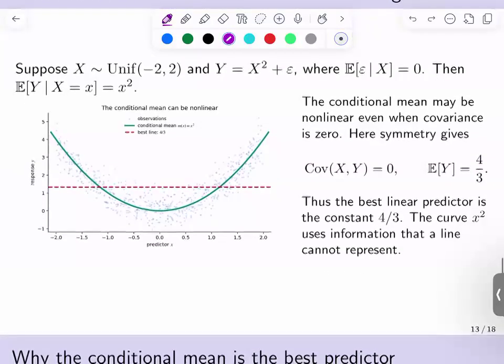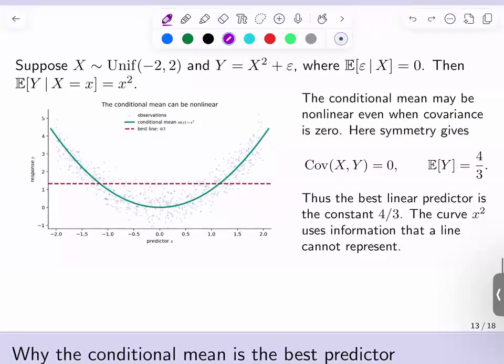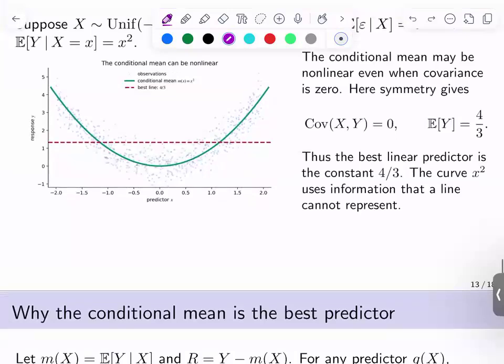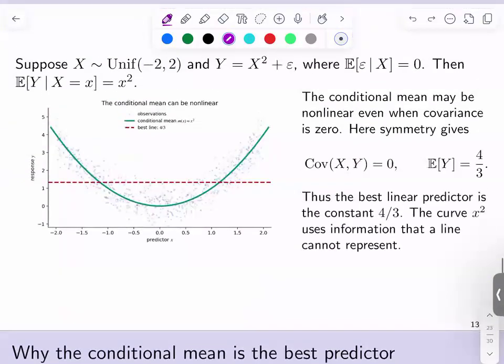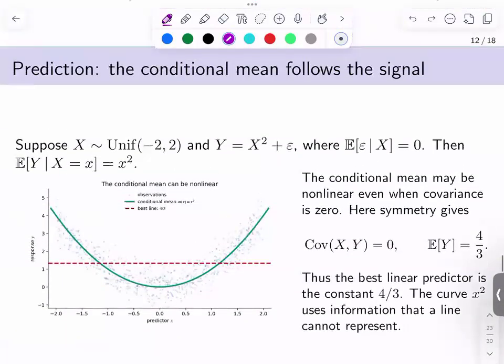This example will be a little bit tough to discuss, but we'll come back to it after we discuss the rest. Suppose you have a uniform random variable X that takes values in [-2, 2]. Let's say Y is X squared plus noise, where the noise is independent of X.